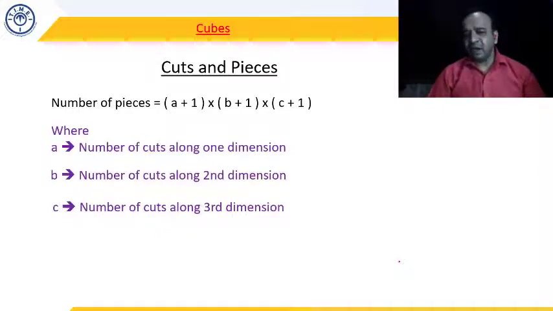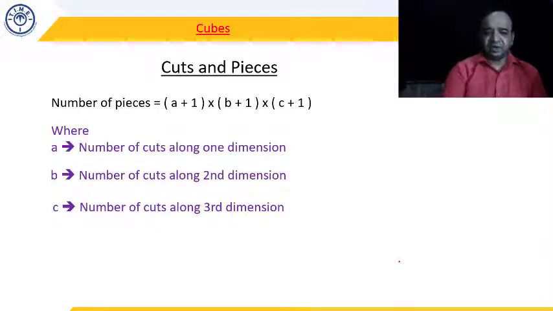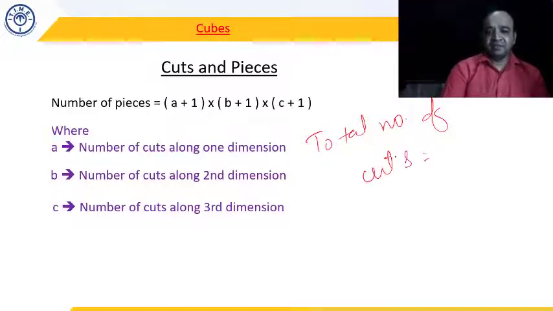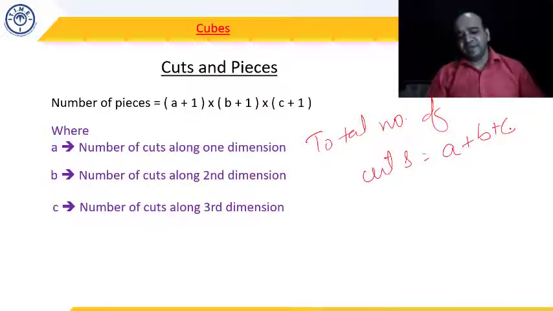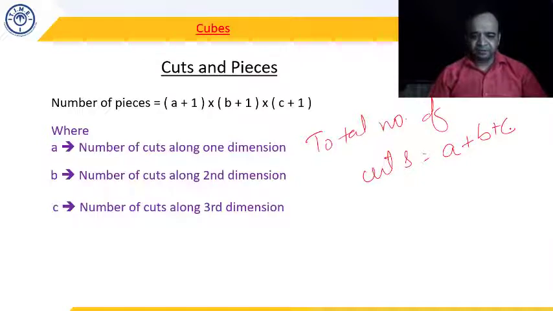If I have to find out how many cuts are here, the total number of cuts will be written as the sum of these A, B, and C. Total number of cuts we have here is A plus B plus C, and accordingly the total number of pieces is equal to A plus 1 into B plus 1 into C plus 1. Fine, I hope this is clear.